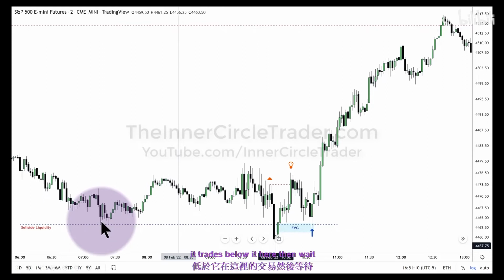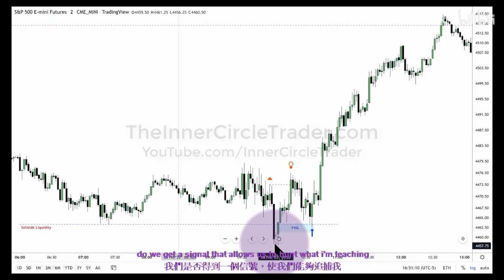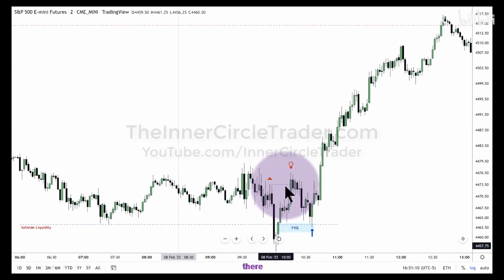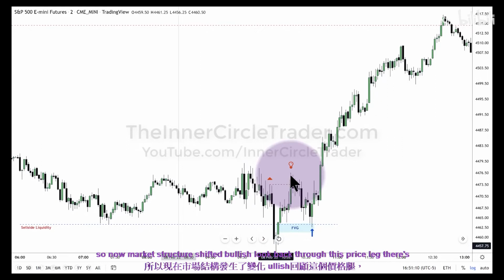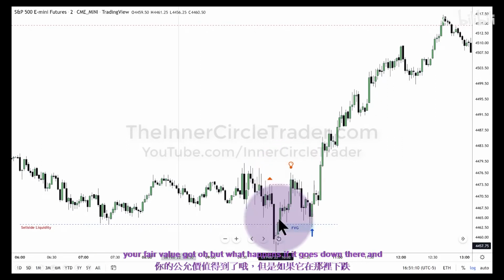So there's liquidity below that. It trades below it here. Then wait. Do we get a signal that allows us to hunt what I'm teaching you in this mentorship? There's a swing high. It breaks it there. So now market structure is shifted bullish. Look back through this price leg. There's your fair value gap.